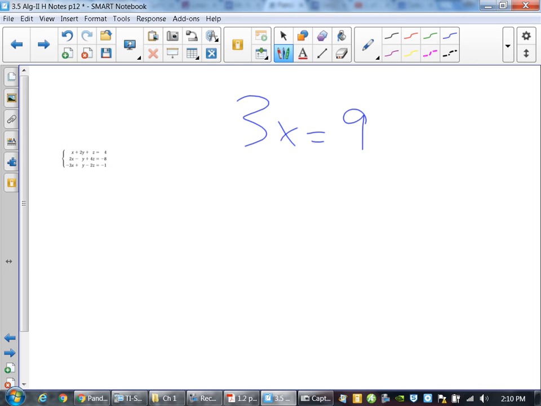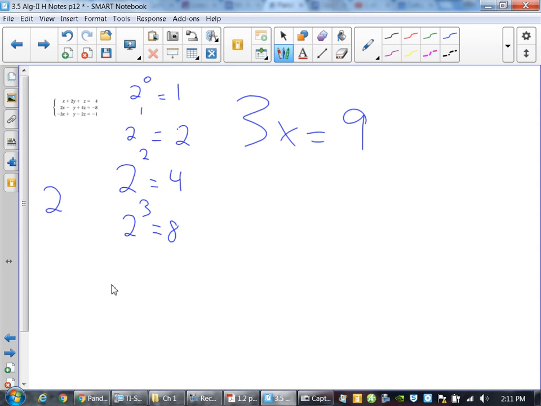What? An inverse. Think about this. What is 2 squared? 4. What's 2 cubed? 8. What's 2 to the first power? 2. What's 2 to the 0 power? 1. What's 2 to the negative 1 then? 1/2.